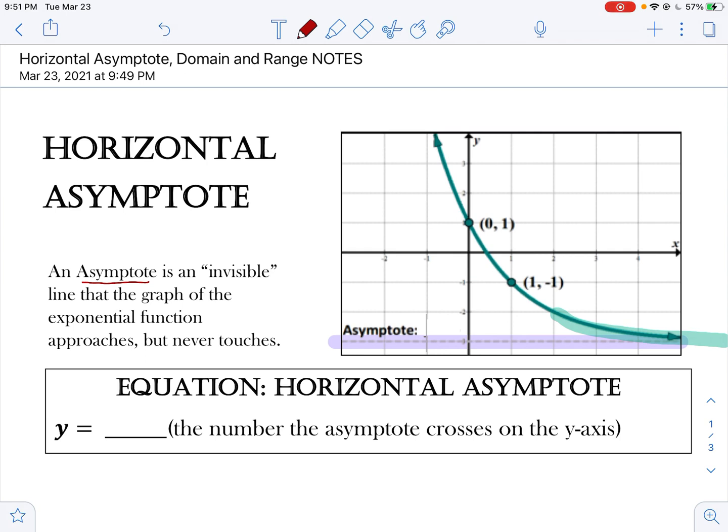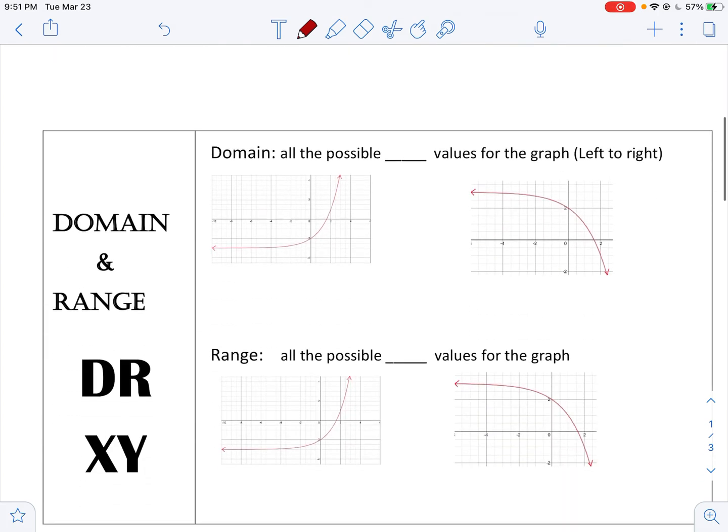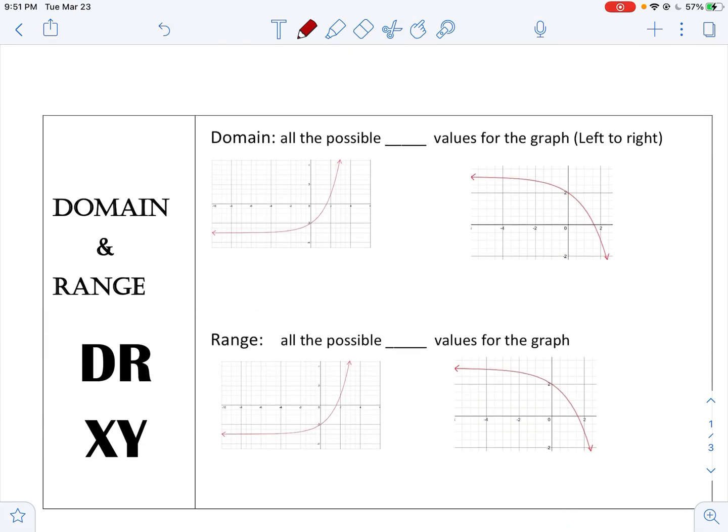So the equation of the horizontal asymptote is y equals, and it's the number where the asymptote crosses the y-axis. So it's crossing right here at -3. So our equation for the asymptote would be y equals -3. Since it is horizontal, it is always y equals. Okay, now we're going to use that asymptote to help us with the domain and range.